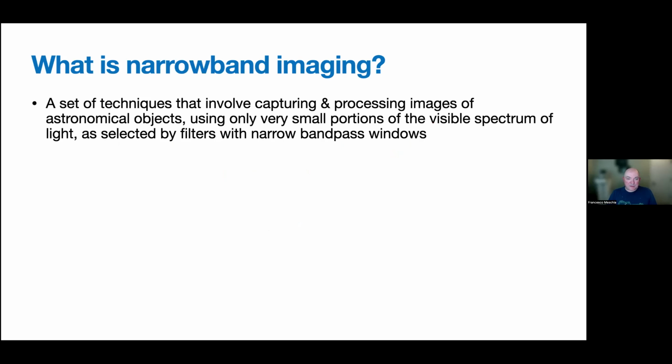So I will start with the definition. So what is narrowband imaging? We call narrowband imaging a set of techniques. It's not just one. And these are all the techniques that involve the capturing and the processing of images of astronomical objects by using only very small and narrow portions of the visible spectrum of light. And we do that by selecting the portions of the spectrum of our interest using narrow band filters with narrow bandpass windows. So that's why we call it narrowband imaging. It refers to the bandpass of the filters.